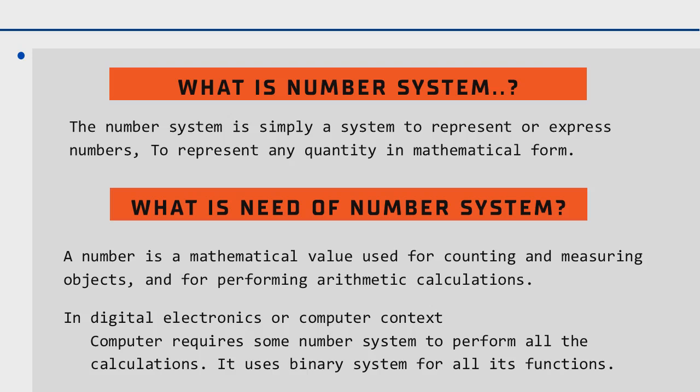Importance of number systems. Numbers are used for counting, measuring and doing calculations. In computers and digital electronics, a number system is needed to perform all these calculations. Computers specially use the binary number system, which consists of only zeros and ones, to carry out all their functions and operations.